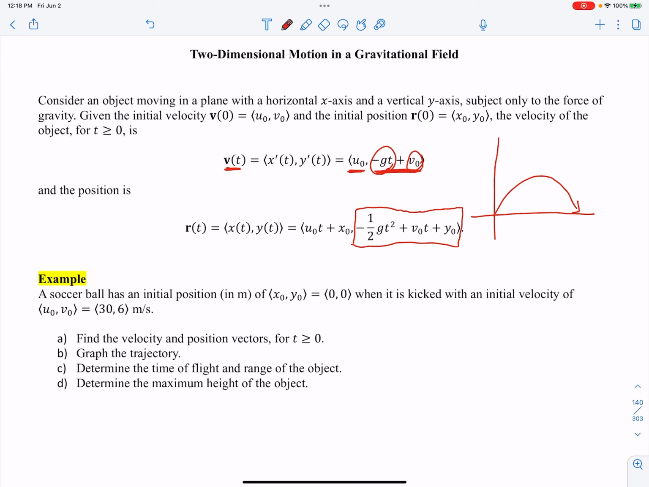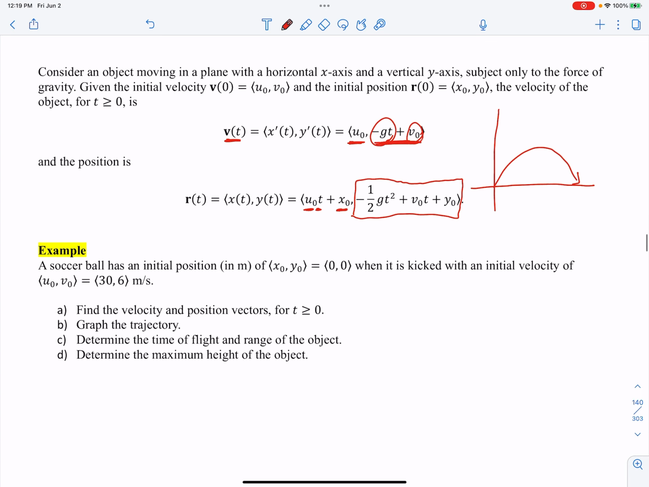The other thing, this is just your acceleration with time, right? How much that added to your initial spot. So a soccer ball has an initial position in meters of 0, 0, okay? When it's kicked with the initial velocity given. Find the velocity and position vector.